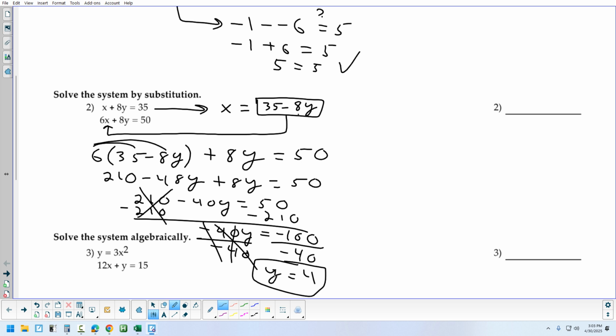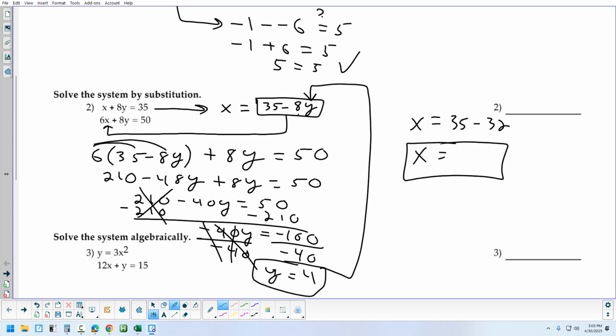Are we all done? No, we have to plug the y back in to get the x. Yeah, so take this, fill it back in. The easiest one would be the one we already have right there with x by itself. And that's going to give us 35 minus 8 times 4. What's 8 times 4? 32. So x would be how much? 3. So x equals 3.